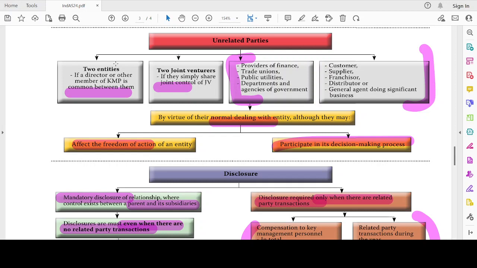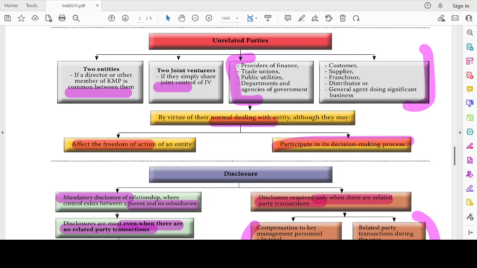Providers of finance, trade unions, public utilities, departments and agencies of government, customers, suppliers, franchisor, distributor, general agent doing significant business, these parties will not be covered under the definition of related parties. Because they have normal dealings with the entity, although they may affect the freedom of action of the entity or participate in its decision making process, they don't have any control or influence over the decision making, other than in matters directly affecting them. That's why they are known as unrelated parties.